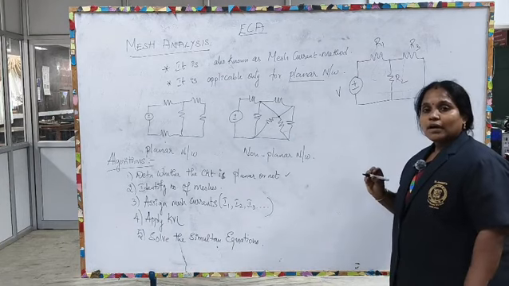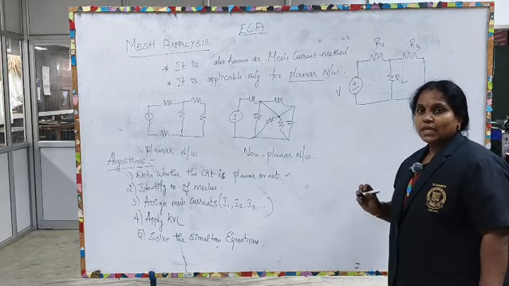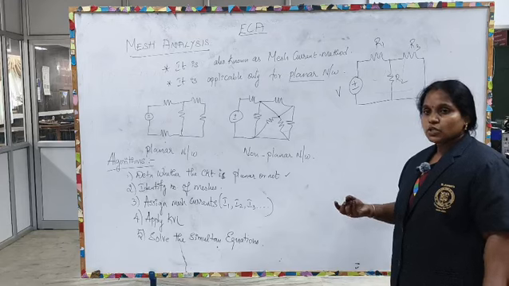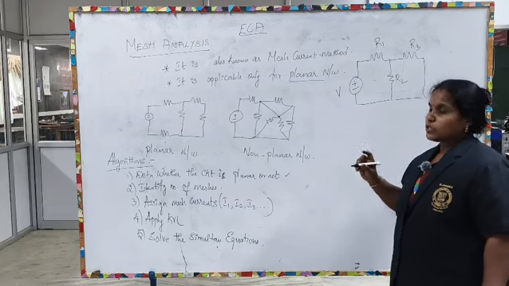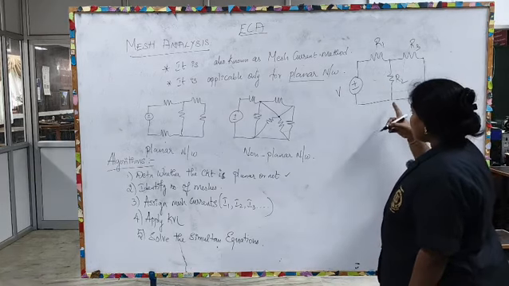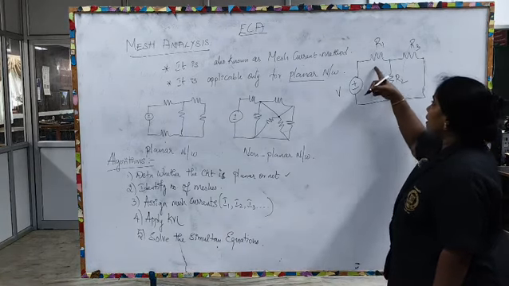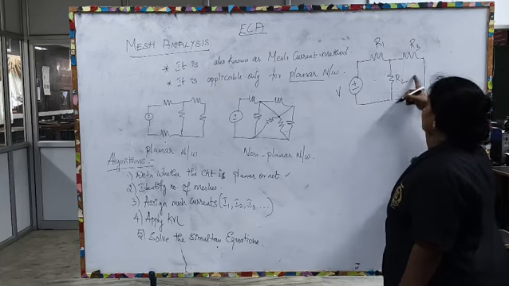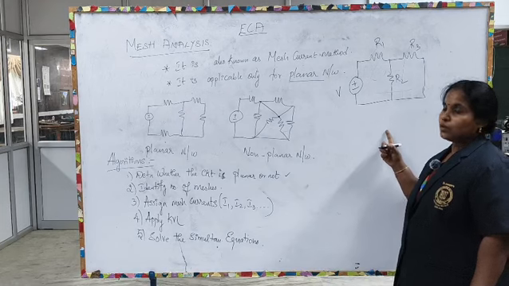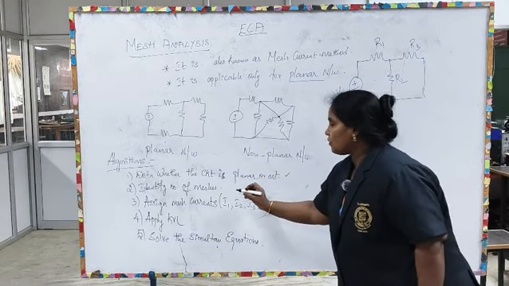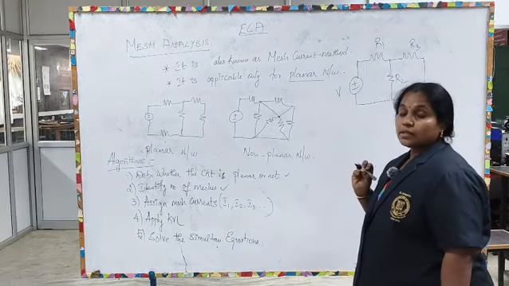First of all, what do you mean by mesh? A mesh is nothing but a closed path in a circuit. If you consider this circuit, we have one closed path and a second closed path. We have 2 closed paths in this circuit, so we have identified the number of meshes.